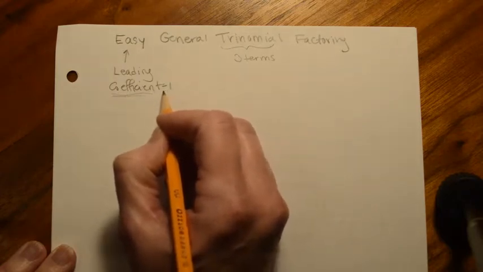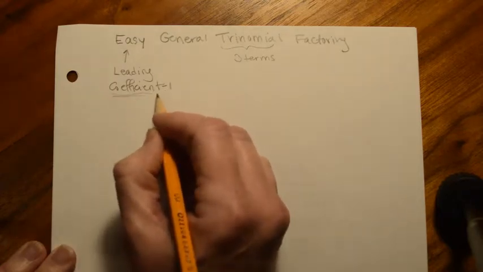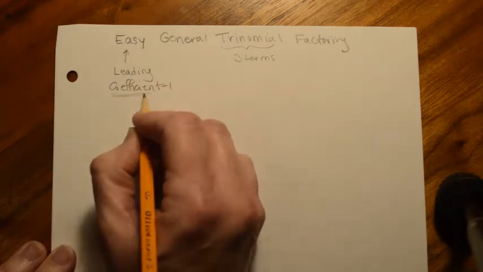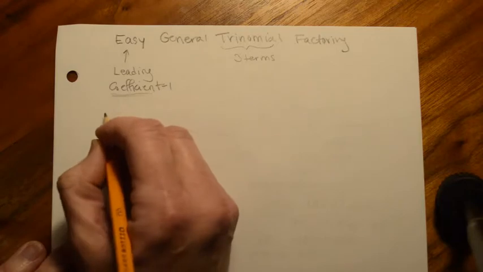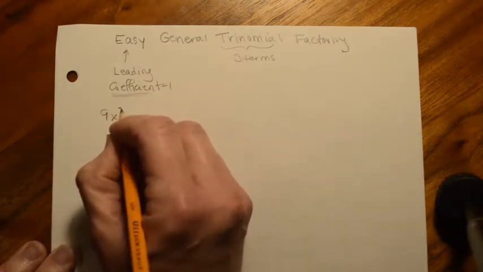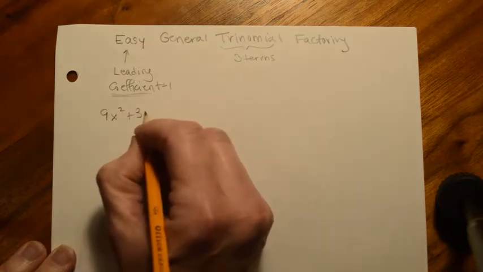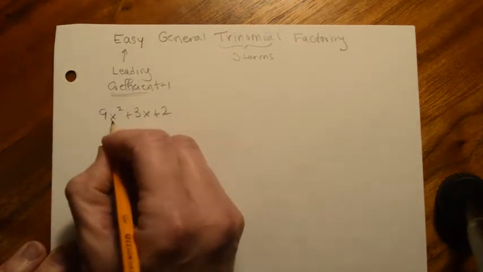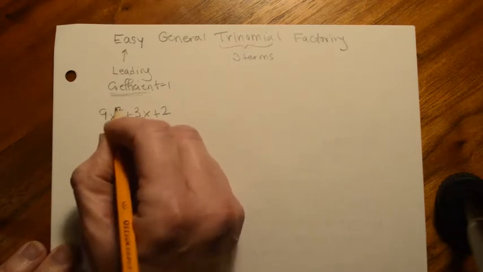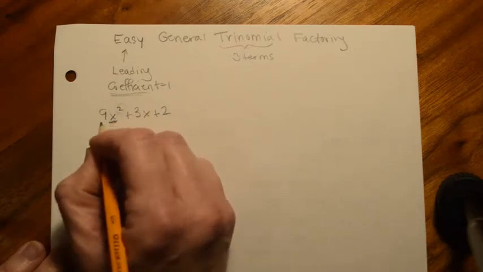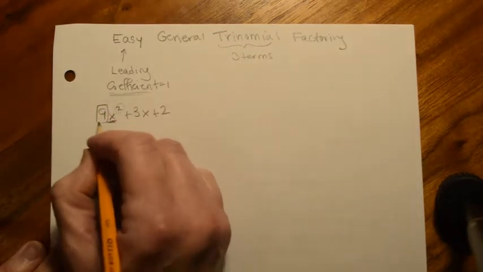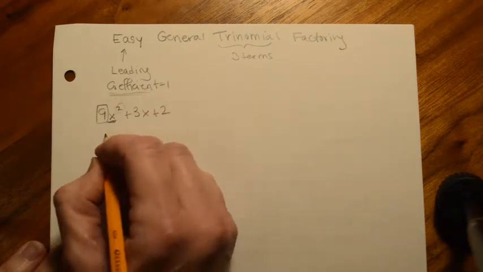the highest power. So even if it's not in order, the leading coefficient is go to the variable that has the highest power and take its coefficient. So if we looked at something like 9x squared plus 3x plus 2, this is the highest exponent. That variable has it, so this is the leading coefficient. Just so happens that it's first, but I could have them in a different order.